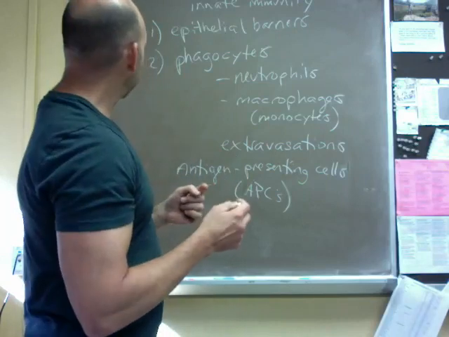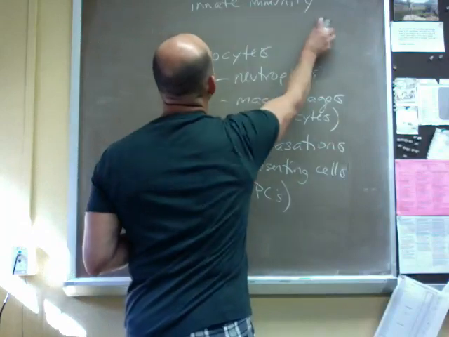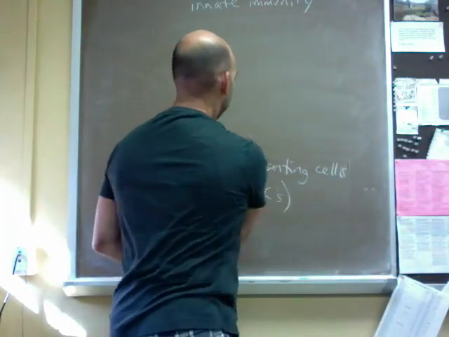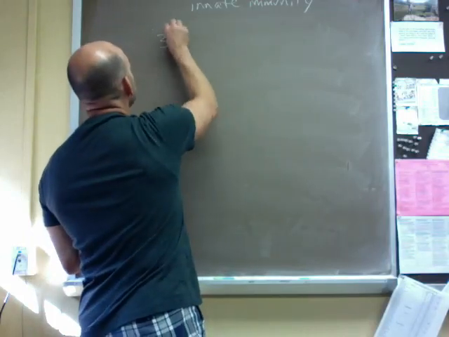Okay, let's do another one. I'm going to run out of room, so I'll have to just keep going here. I'll continue with my list. That was number 2. Epithelium was 1. Phagocytes is 2. 3, let's do complement.